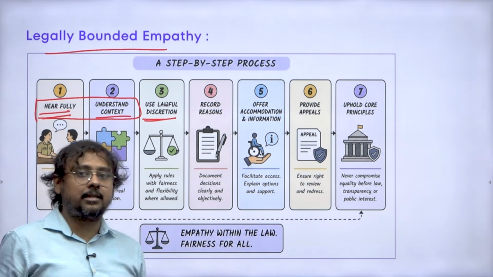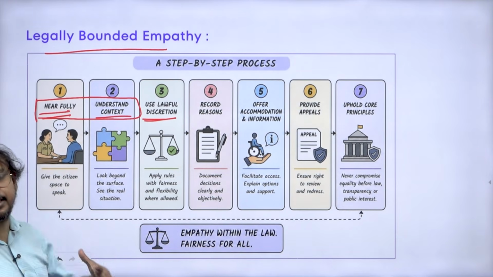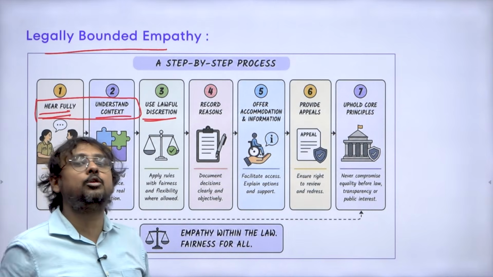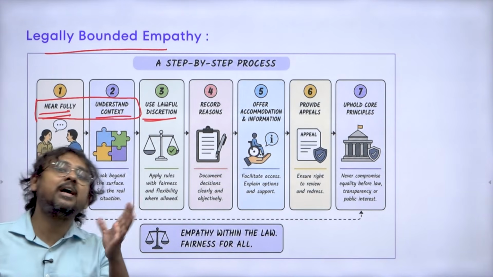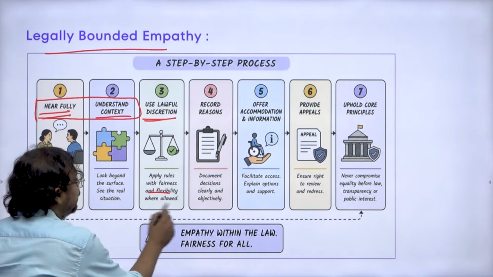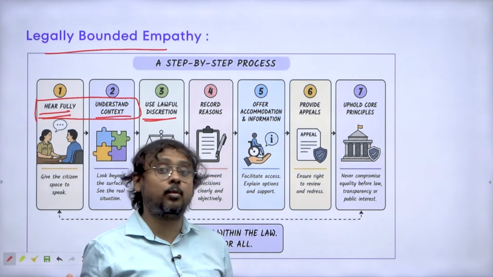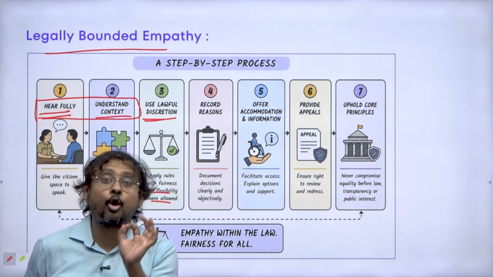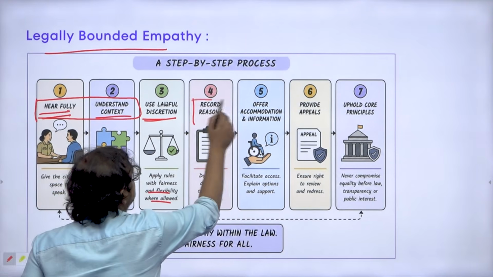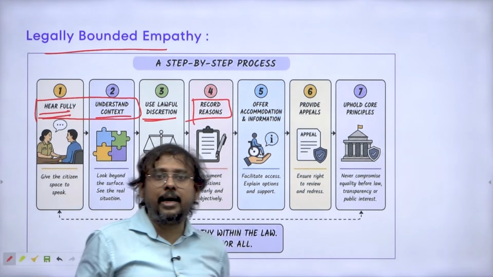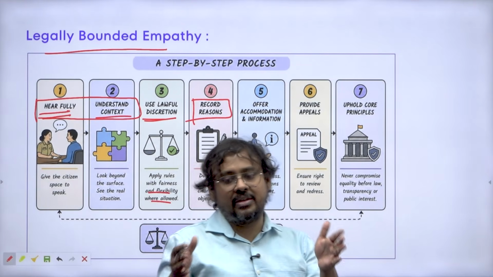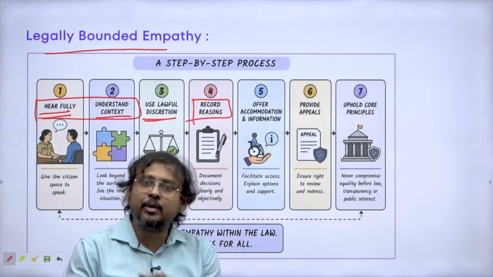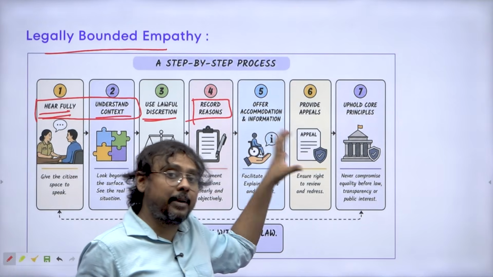Apply rules with fairness. It's not that you be biased and you go out of the administration, and that's what legally bounded means. You don't go outside the domain of administration. Use fair rules and flexibility where it is allowed. The moment you use flexibility, always document it. Now this is again very important. Record the reasons. You have used your discretion, that yes, this is a particular law, I'm going a bit away from that law, I'm using my discretion. But I'm recording it because at the end, what?